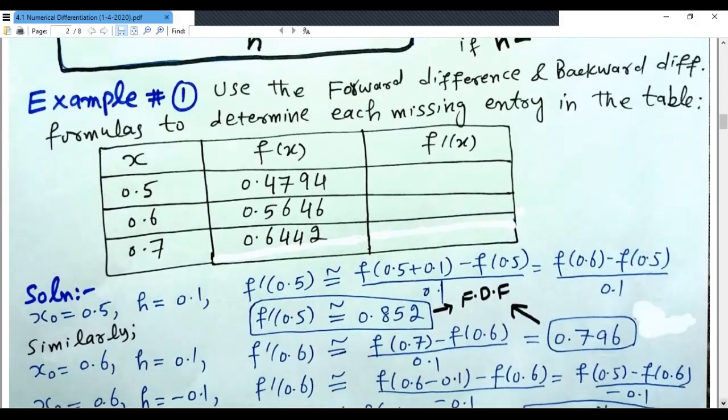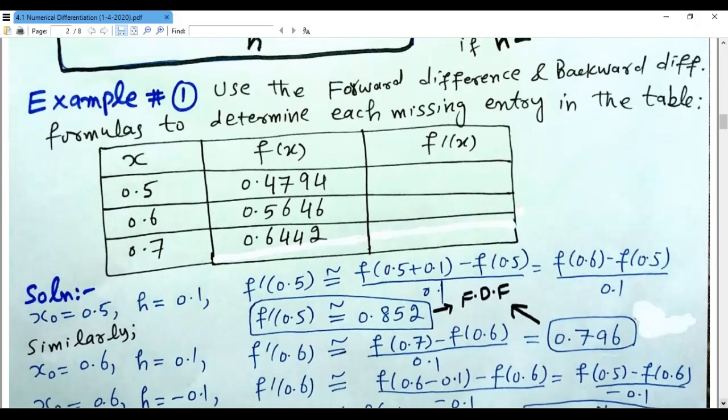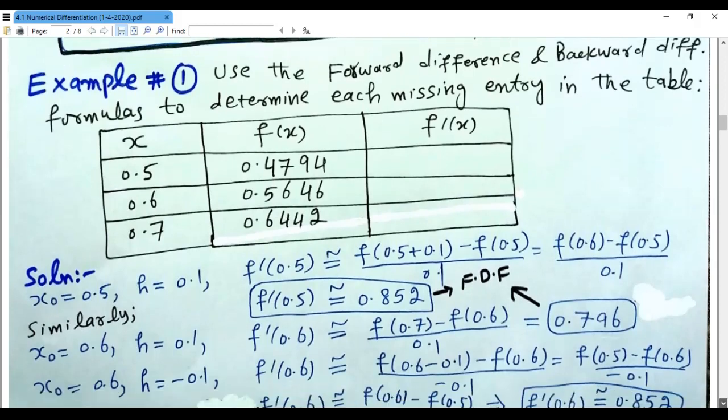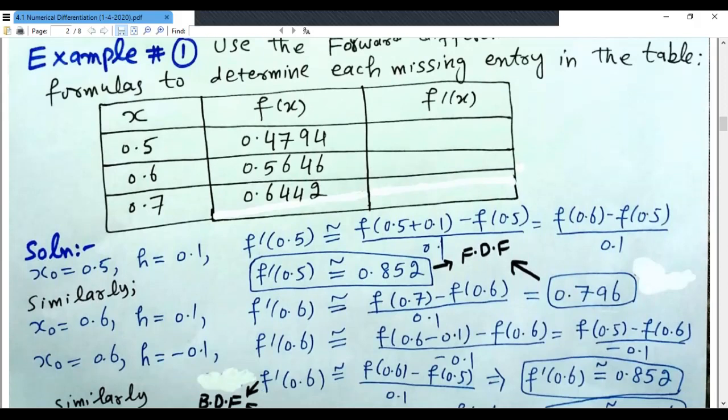Example number 1. Use the forward difference and backward difference formulas to determine each missing entry in the given table. This means that the points 0.5, 0.6, 0.7 are given, and these are the function values, and we have to find the derivative of the function at 0.5, at 0.6, and at 0.7. These are the missing entries.